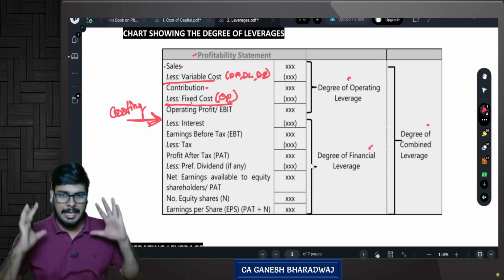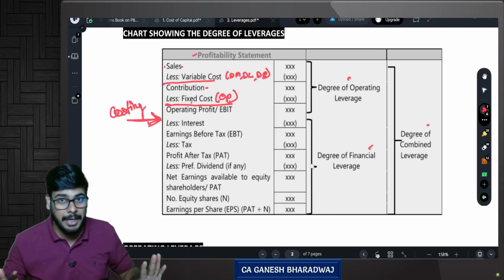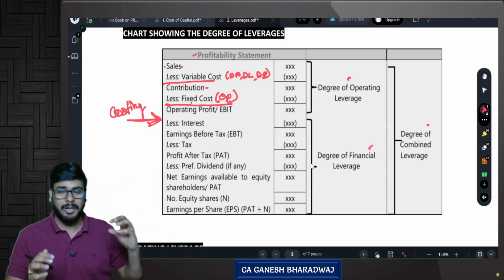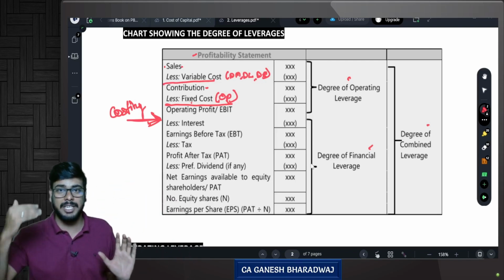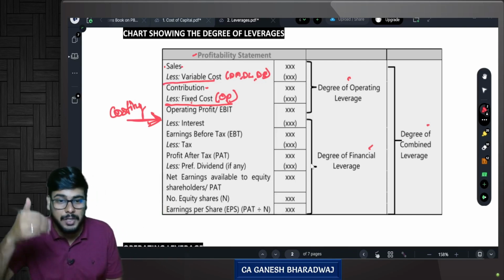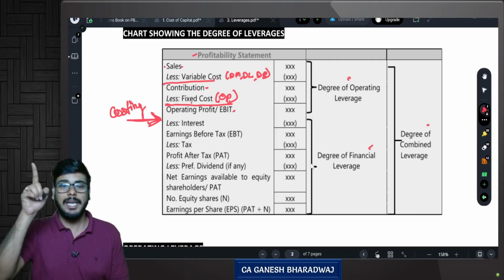In costing, the subject matter of study is sales minus variable cost gives you contribution, minus fixed operating cost. Finance cost is not considered. Fixed operating cost gives you EBIT, or operating profit, popularly known as earnings before interest and tax. Are you clear with this? Now, FM begins from here only. EBIT means what? Earnings before interest and tax.